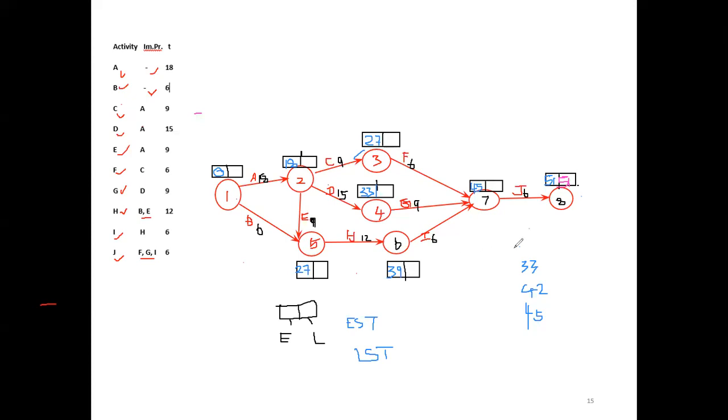Okay, now let me show this one. Here 51. So 8 to 7, J activity. 51 minus 6 is 45. So write the 45 here. Now this EST is equal to LST through the J activity. So J activity will be a critical path activity.